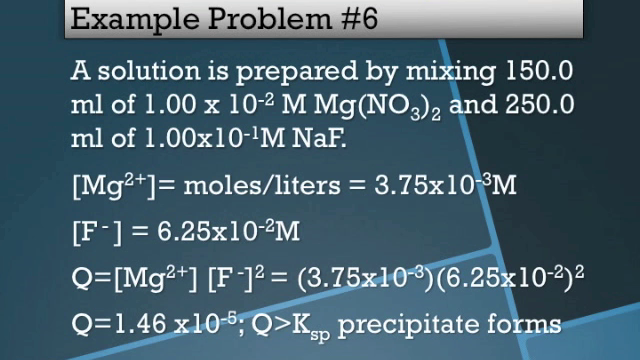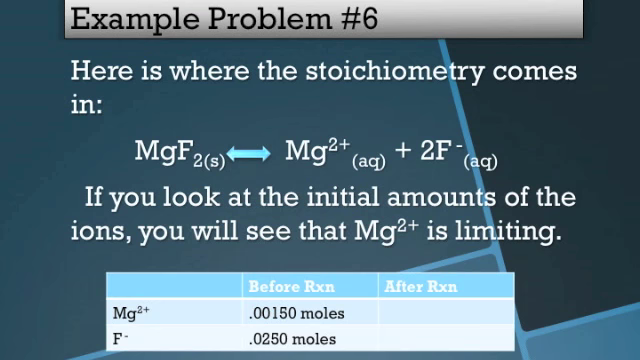We find the magnesium ion concentration to be 3.75 times 10 to the negative third molar. The fluoride ion is 6.25 times 10 to the negative second molar. We put these concentrations into the Q expression and find that Q equals 1.46 times 10 to the negative fifth. Since KSP equals 6.4 times 10 to the negative ninth, Q is greater than K and a precipitate forms.